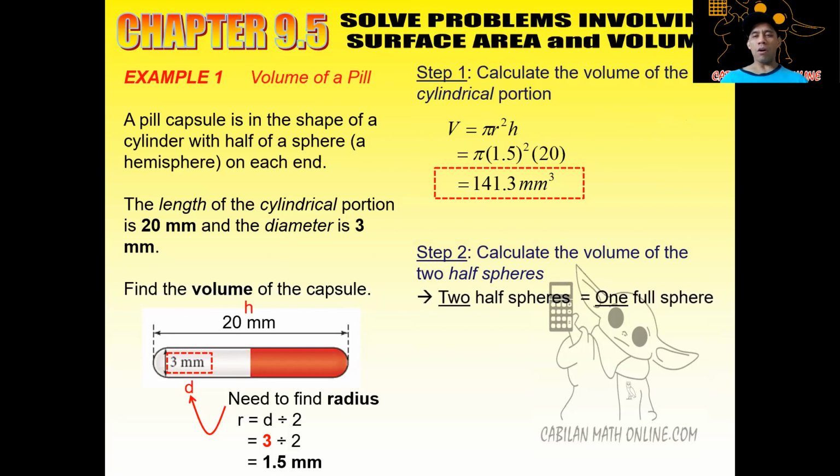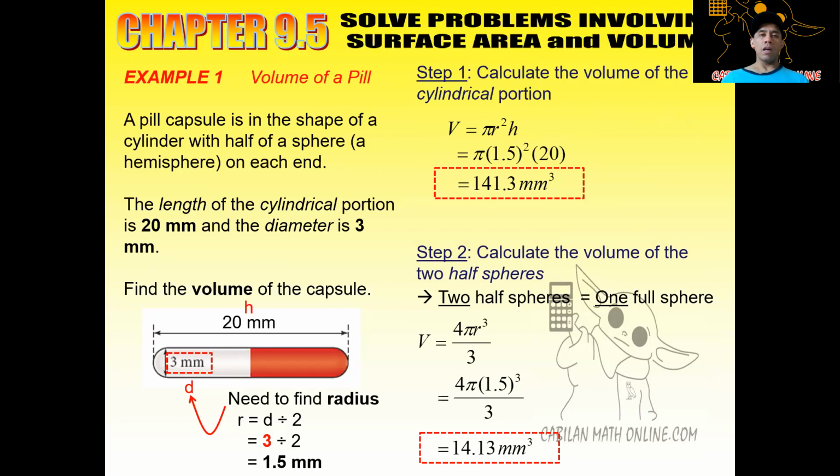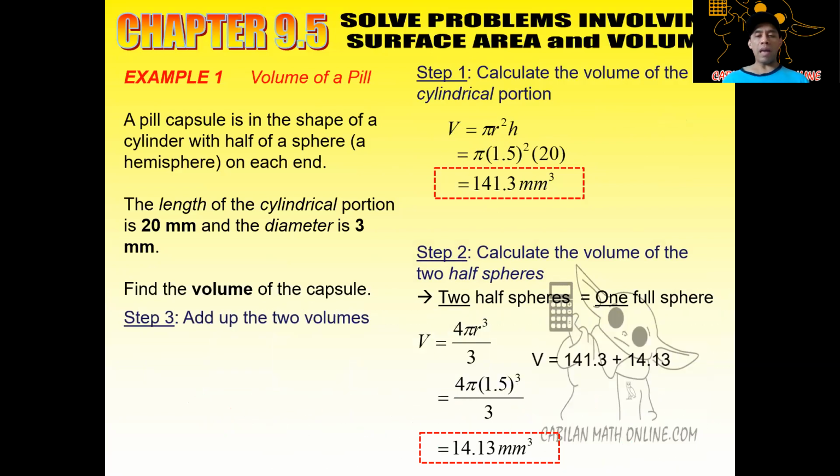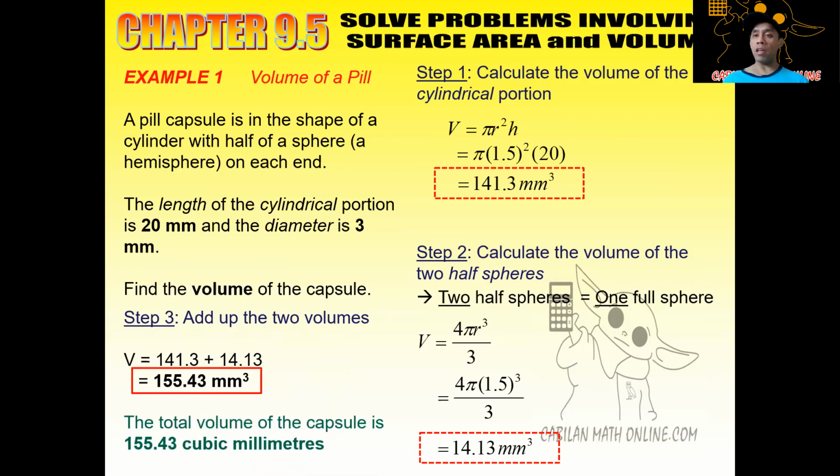So we're going to use the basic formula for the volume of one sphere and put the numbers in. We already have the radius, so all we do is replace the r with 1.5 and then evaluate. Now that we have the two volumes, we just add them together, which gives us a total of 155.43 cubic millimeters. So that one was a nice and easy one to start us off with.